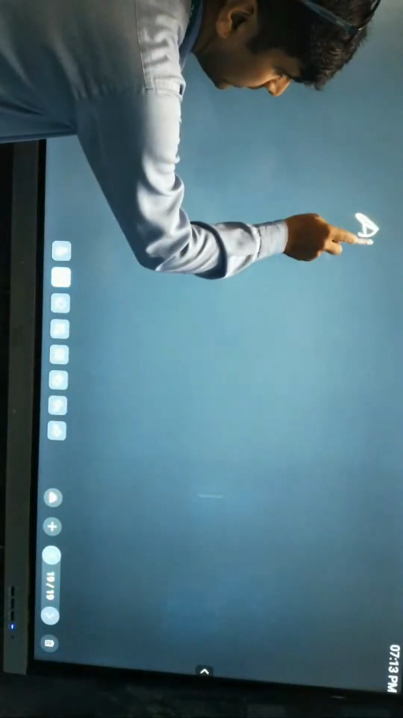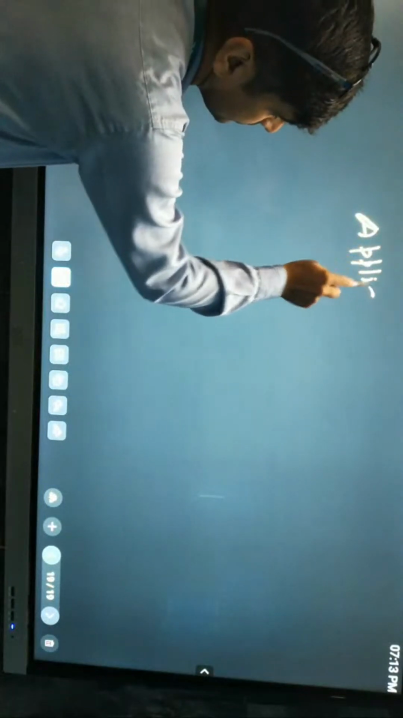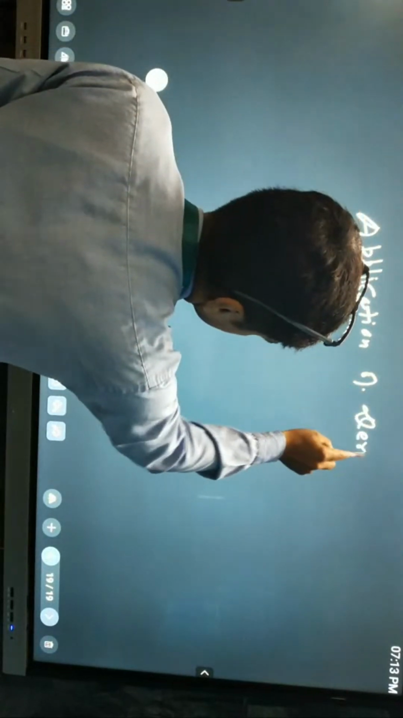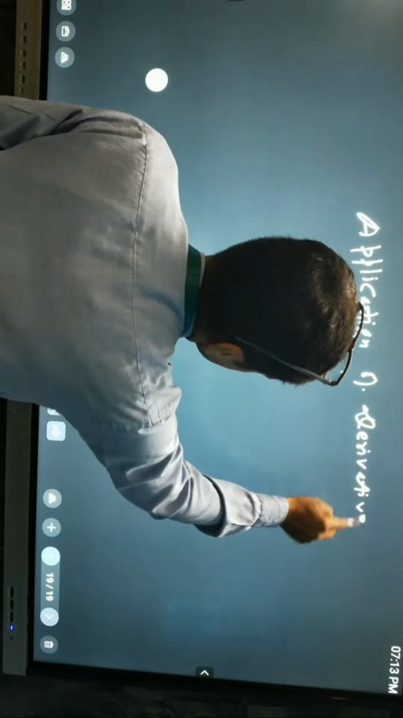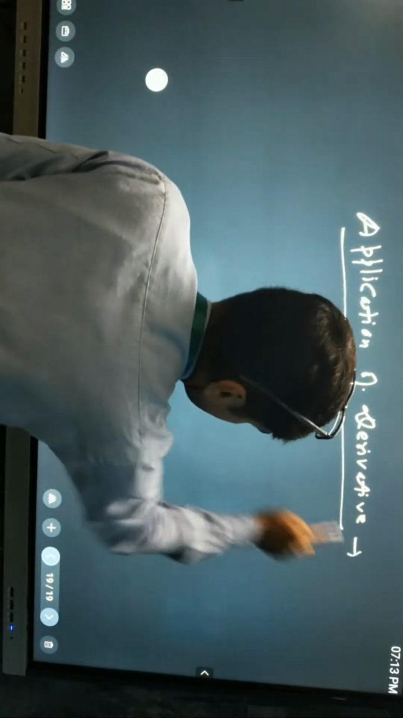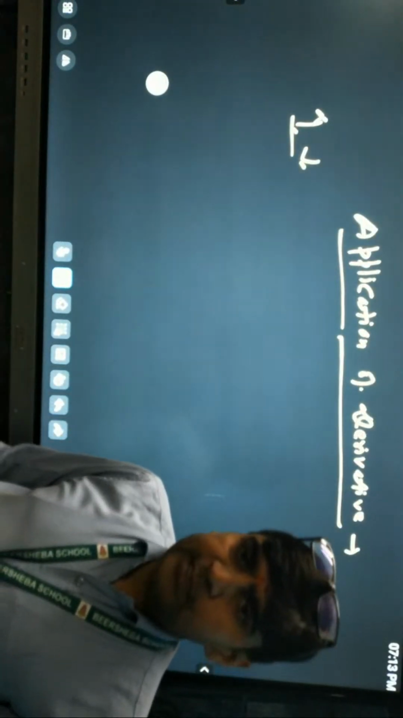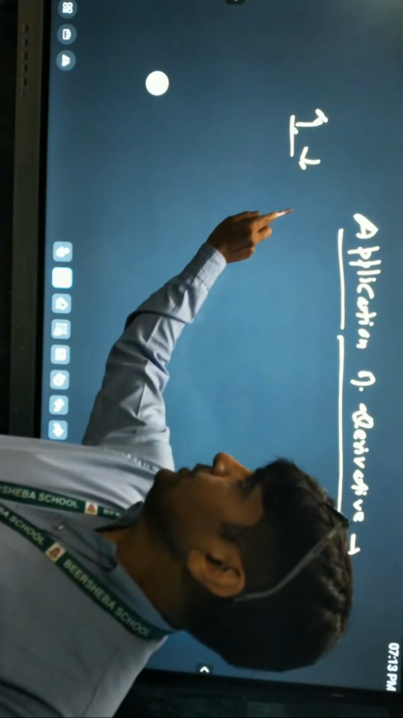Okay. Now we can start. Today we learn application of derivative. Application of derivative, first chapter, first exercise, increasing and decreasing function. We learn about increasing and decreasing function. What is increasing and what is decreasing function? Listen carefully.